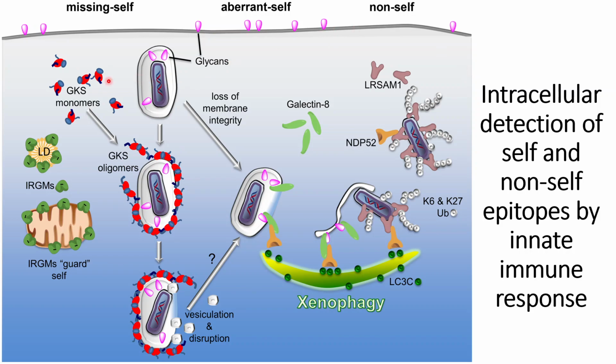In this video, we will discuss how the intracellular detection of self and non-self epitopes by the innate immune response occurs. In this video we will consider three different cases. First one is missing self, aberrant self, and the non-self. So we will start with the missing self.